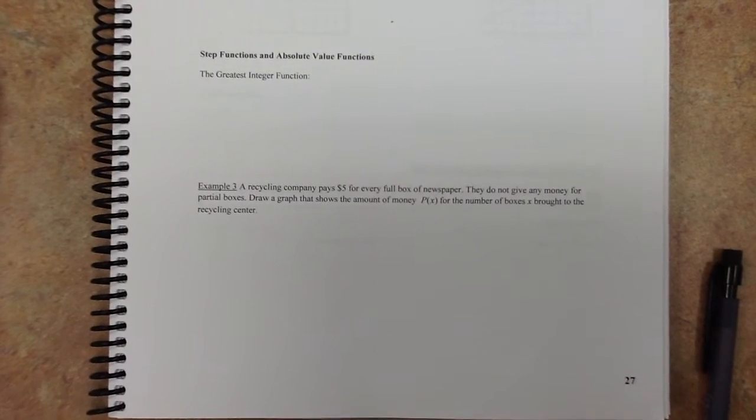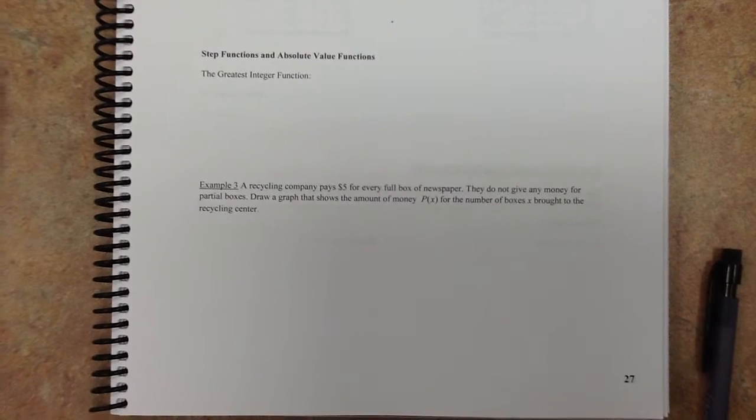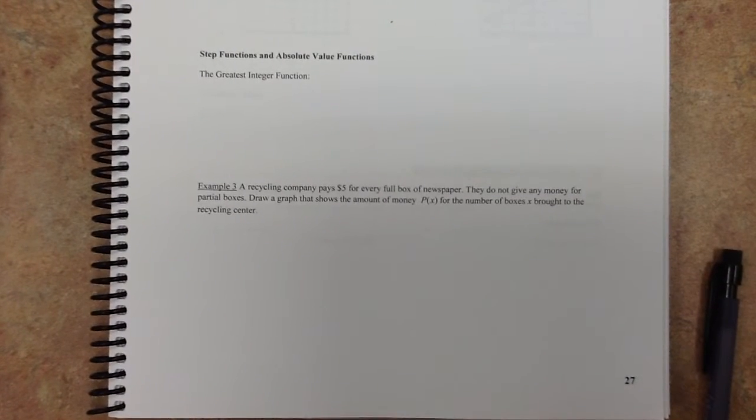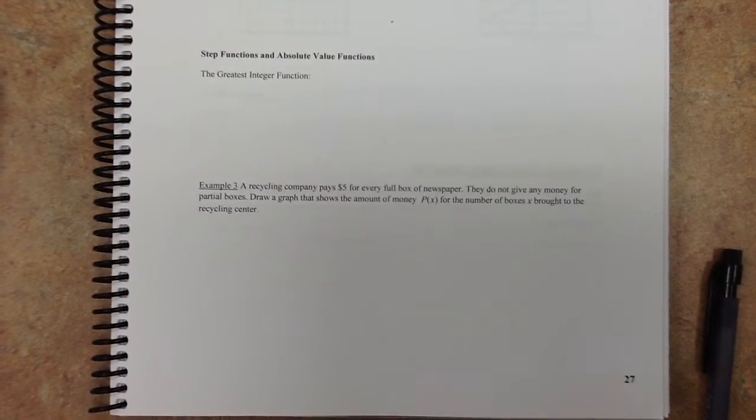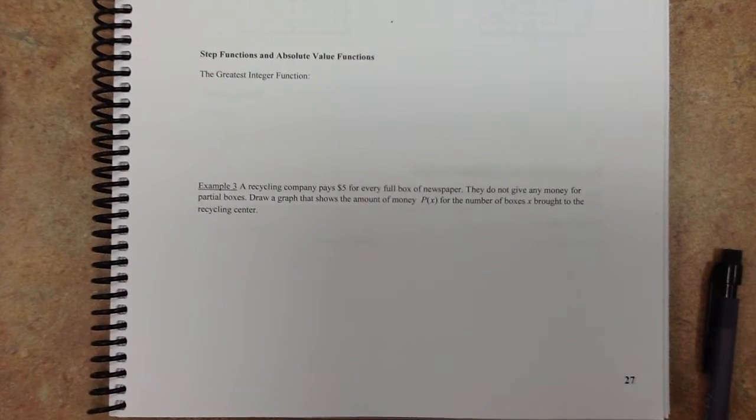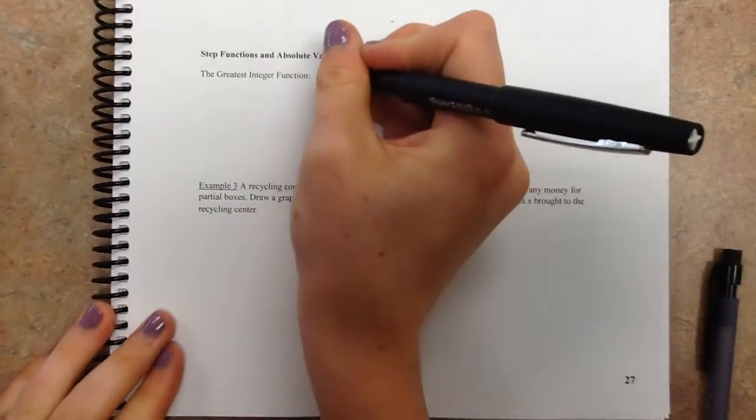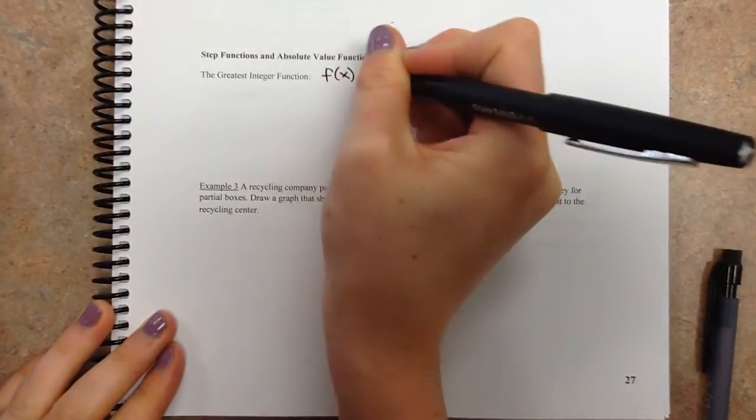So in the last video, we learned about piecewise functions, where the graph is actually broken up into separate little pieces. One of the most common types of piecewise functions is known as the step function. We also call it the greatest integer function, and it looks like this. First of all, this is the notation.